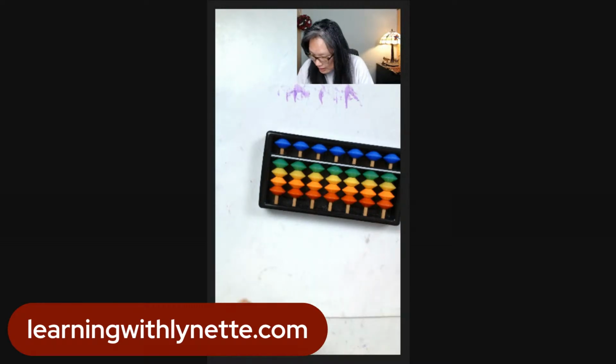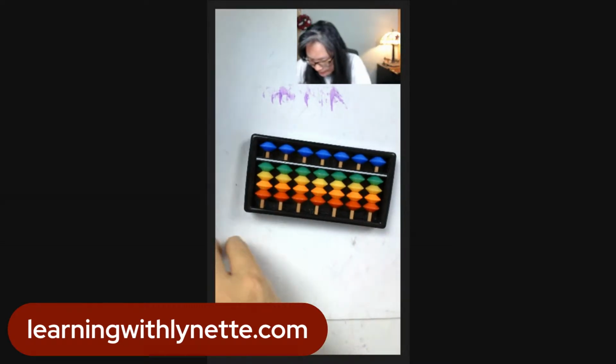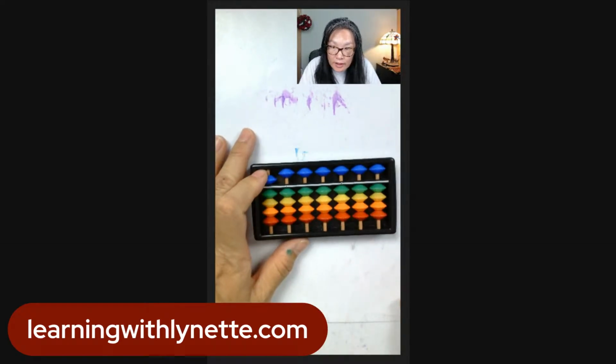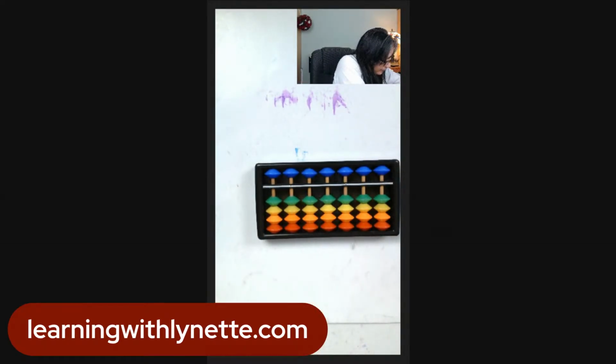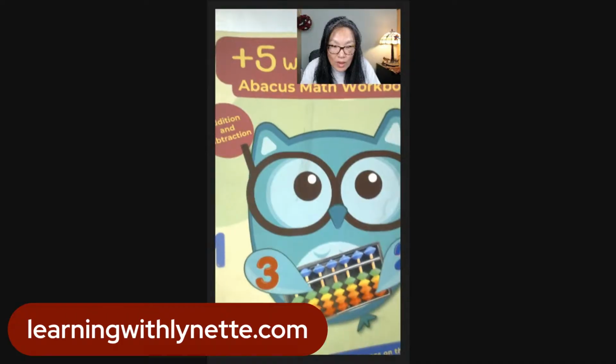So, what we're going to do is we're going to look at, what's going to happen when we don't have enough beads? That's the next thing. What does that mean? Here, let me show you. The next book, the whole abacus.